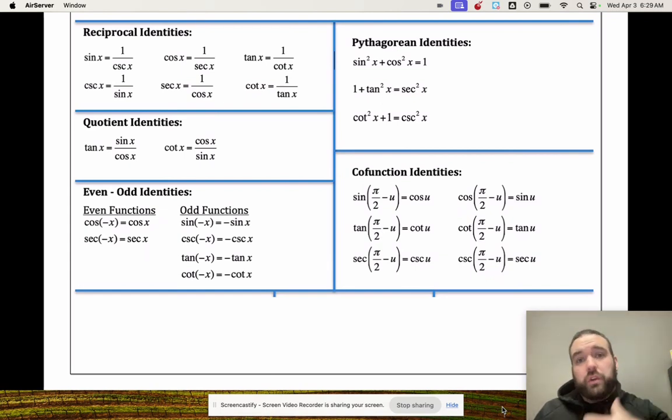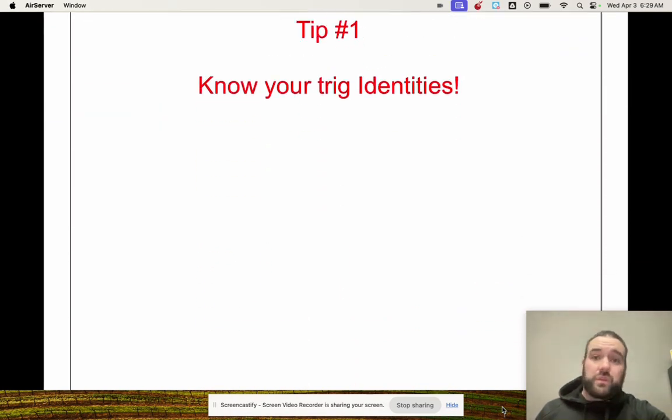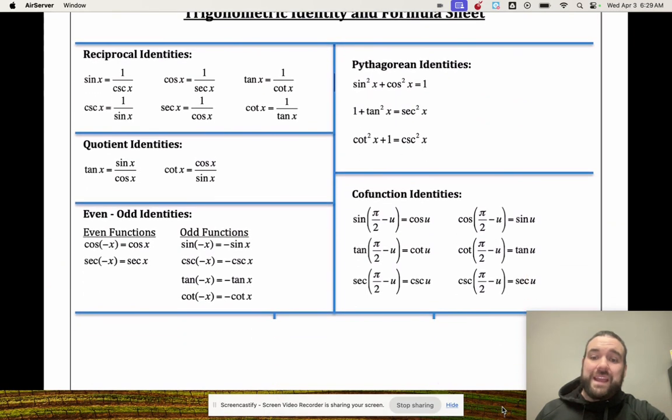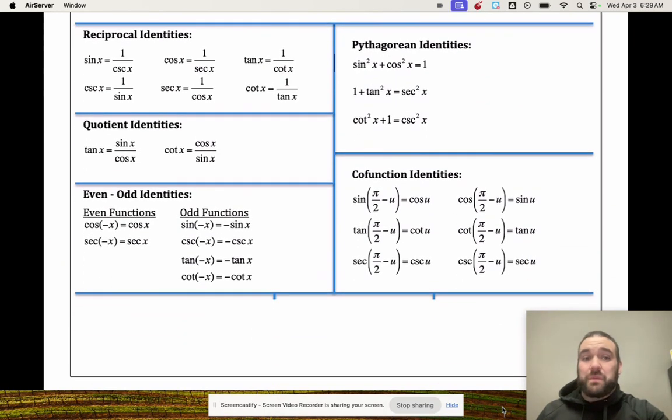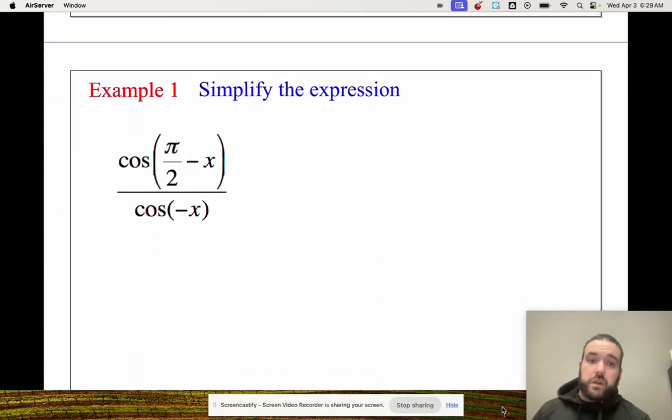And so now we're going to apply those to simplify things like we did in the warm-up. Not every single one of these has to be memorized, but you should have some of the big ones like sine squared plus cosine squared equals 1. It's going to be easier if you know the trig identities.